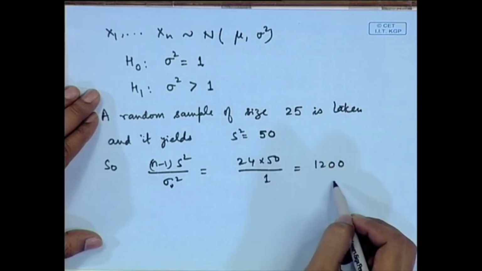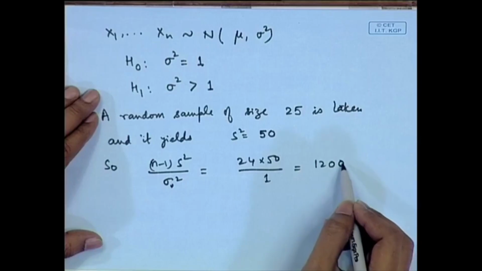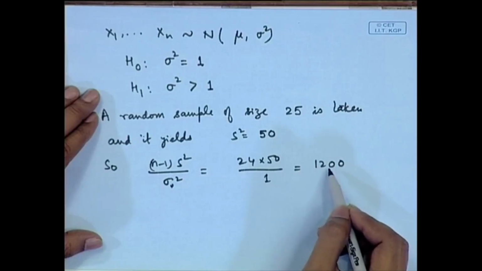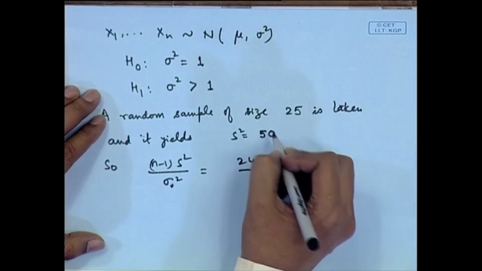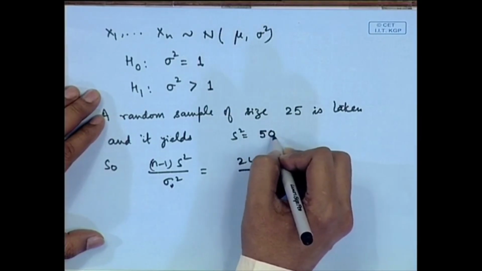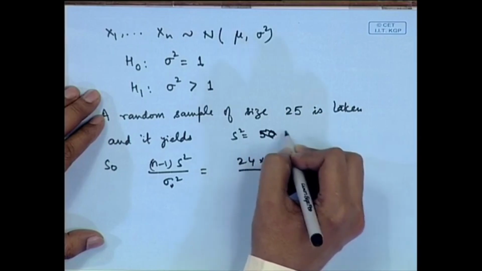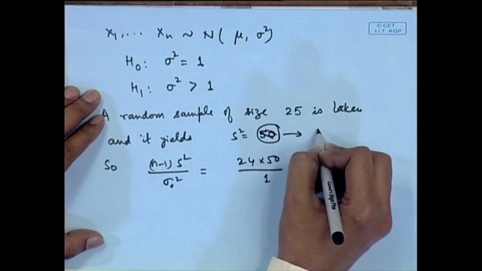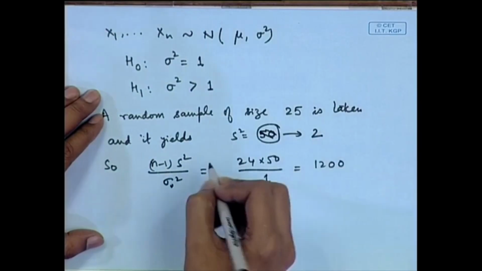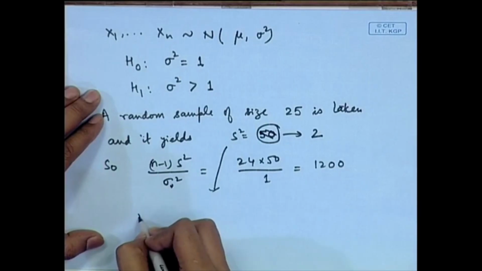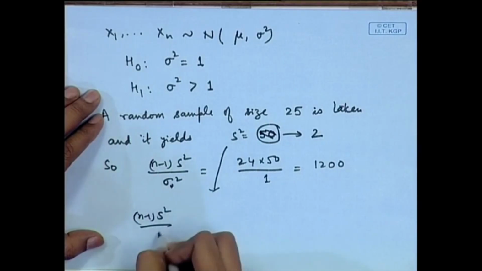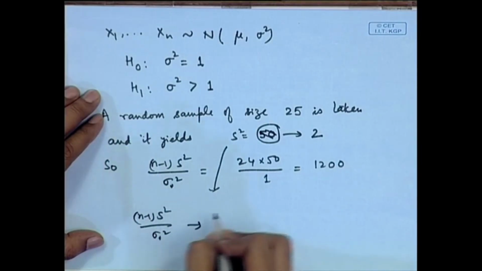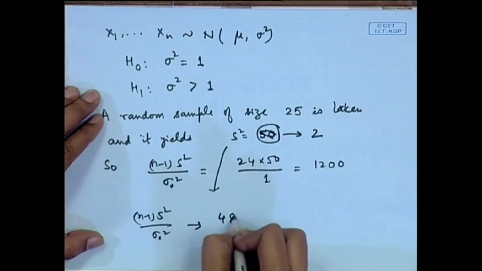Therefore, at any practical level of significance, the value of chi square will always be much smaller than 1200. On the other hand, suppose the sample gives S square equal to, in place of 50, say something like 2. Then there is a change, because the value of n minus 1 S square by sigma naught square in that case will become simply equal to 48.